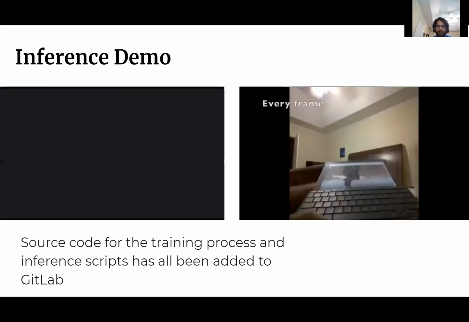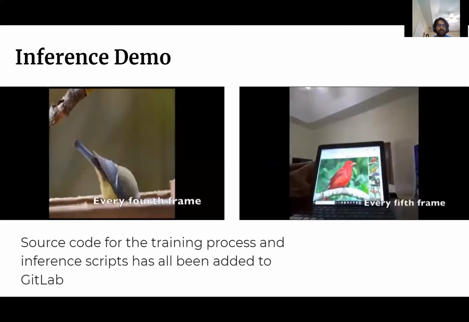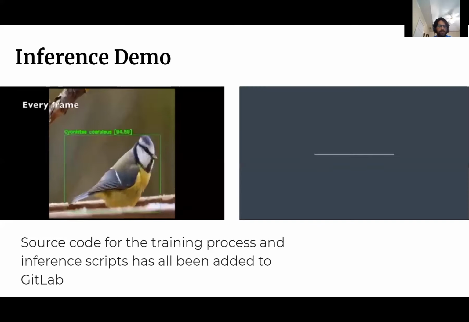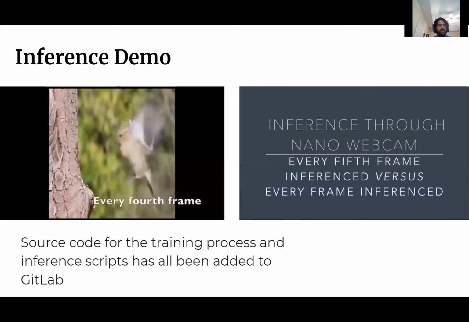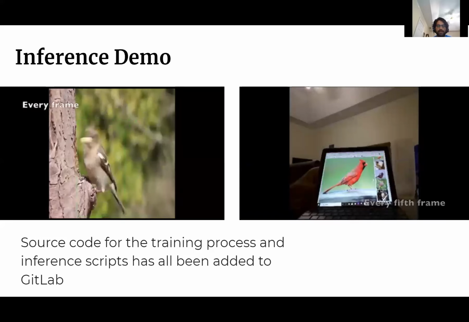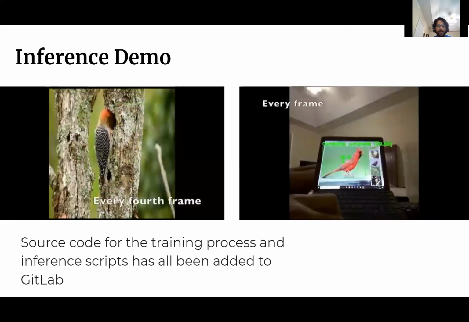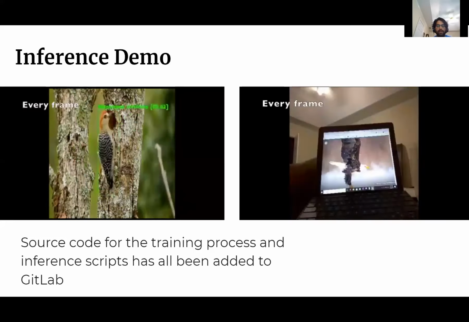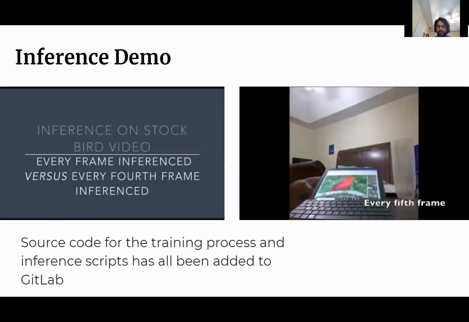Our final goal here was that we were able to achieve around 6 to 7 frames per second on the Jetson Nano with this YOLO v4 Tiny. And the source code for this whole training process and inferencing scripts have all been added to GitLab so that everything can be reproduced and ideally applied to new models that may come out.